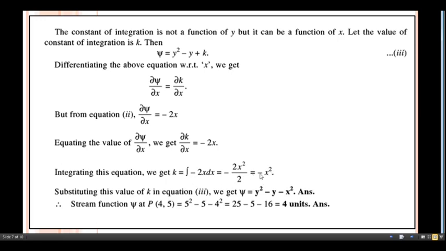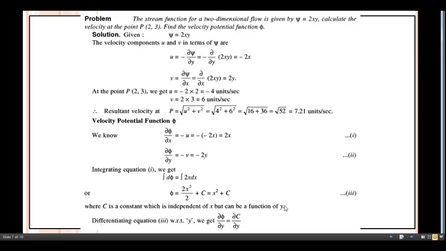So in this way we get the value for k. Once we get the value for k, just substitute it here and get the value for ψ. So ψ is nothing but y squared minus y plus k, that means minus x squared. So we can get the stream function ψ at point P(4,5) equals, substituting the values for y and x, 4 units.